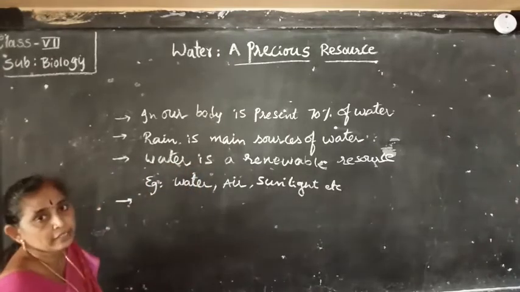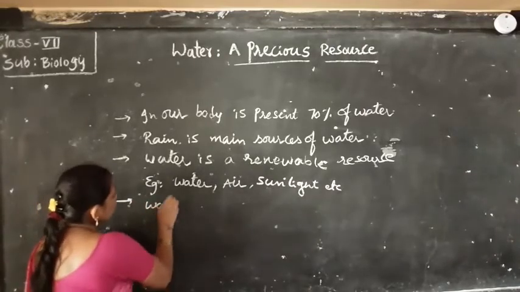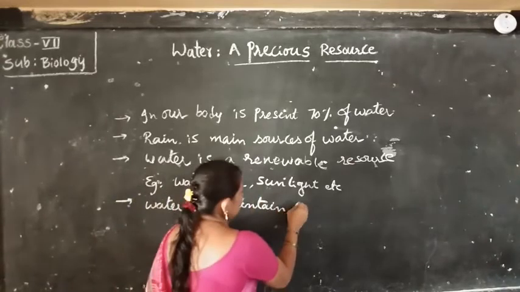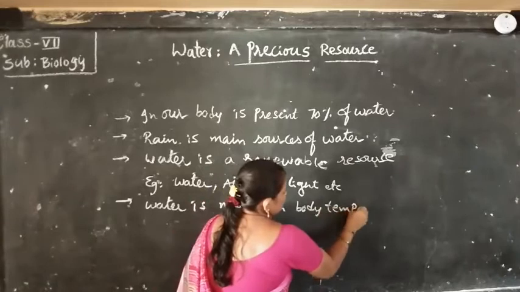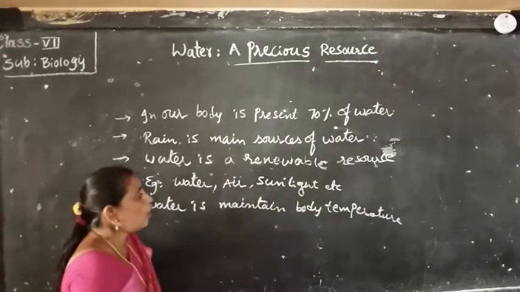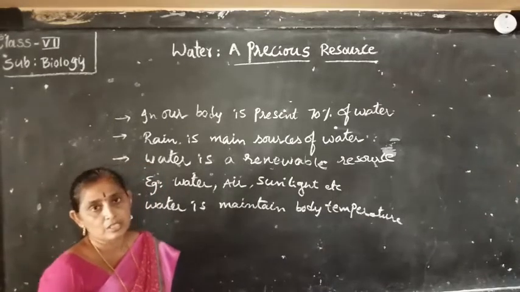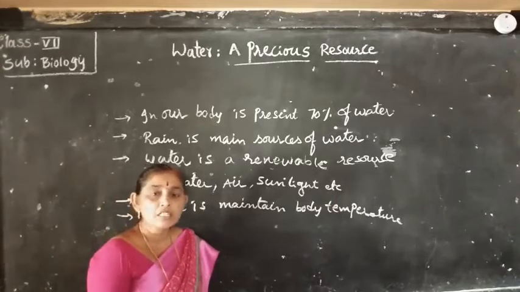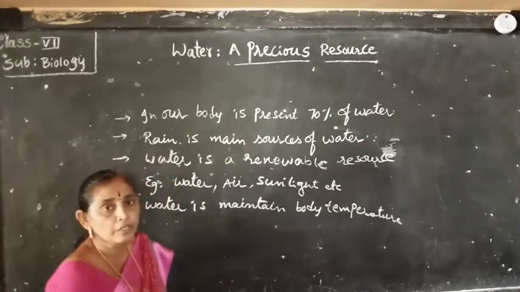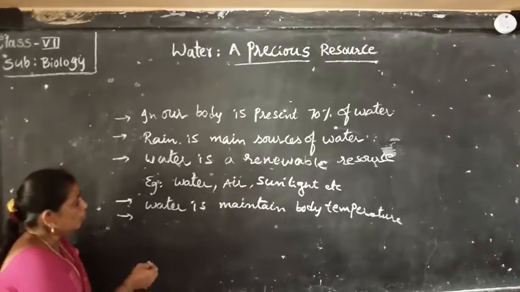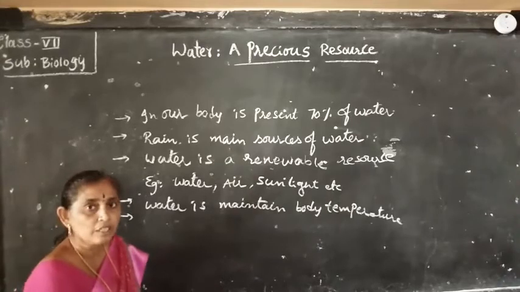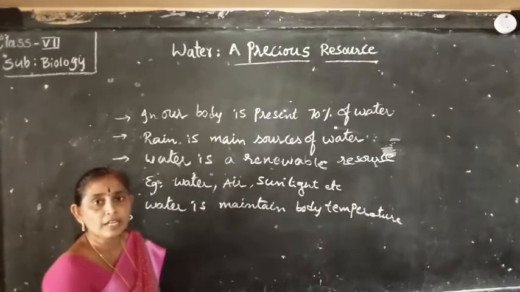Next, water maintains body temperature. Water is essential for biological activities like digestion and sending out wastes from our body in the form of urine and sweat.